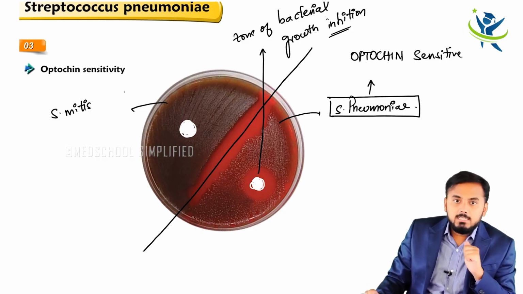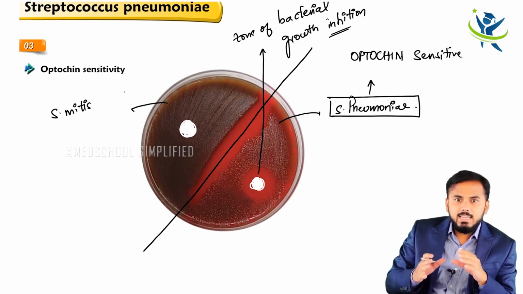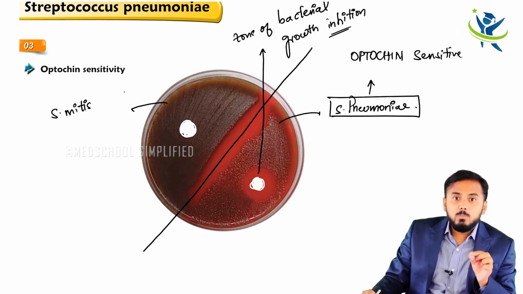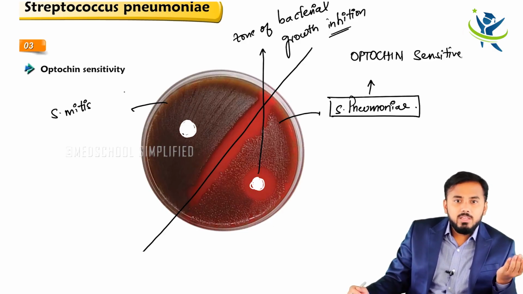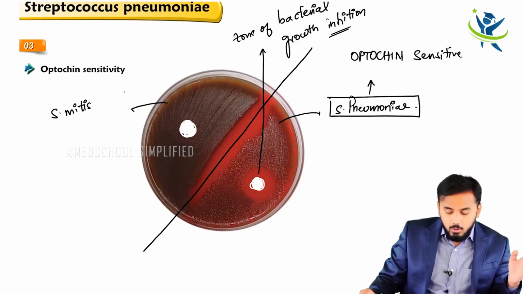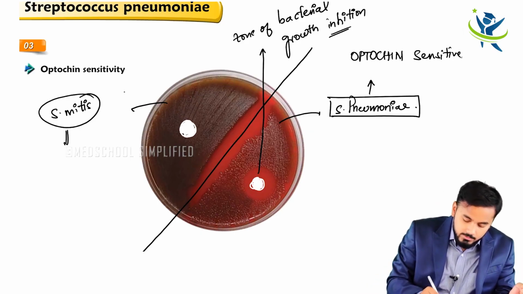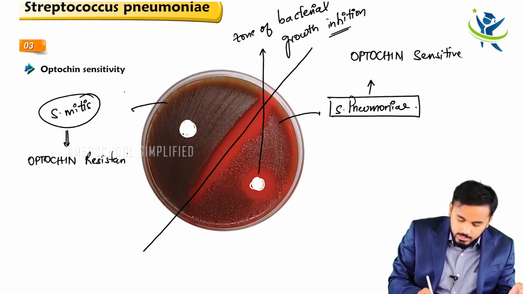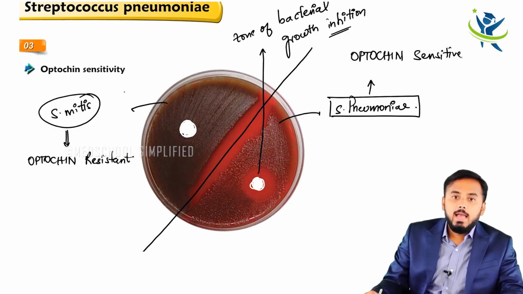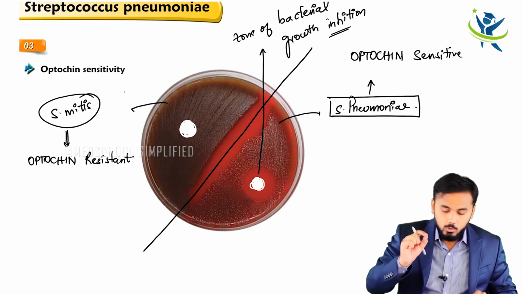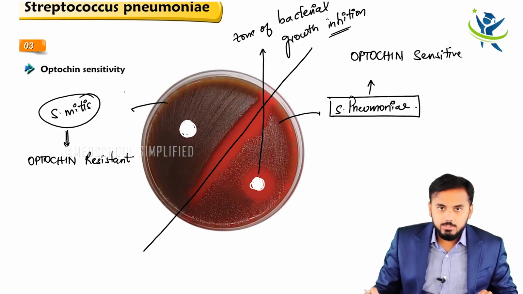But when you go on to the right side, look at the autolysin disc there. Surrounding the disc, is there any growth inhibition? No. So can I call Streptococcus mitis not afraid of the antibiotic called autolysin? Yes. So Streptococcus mitis is autolysin resistant. Right? Another important thing you need to know, property number 3, is that Streptococcus pneumoniae is autolysin sensitive.